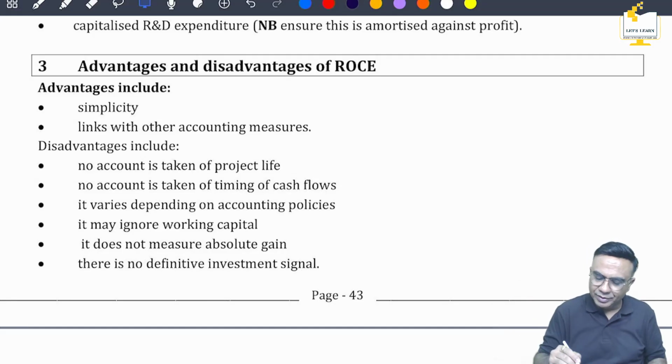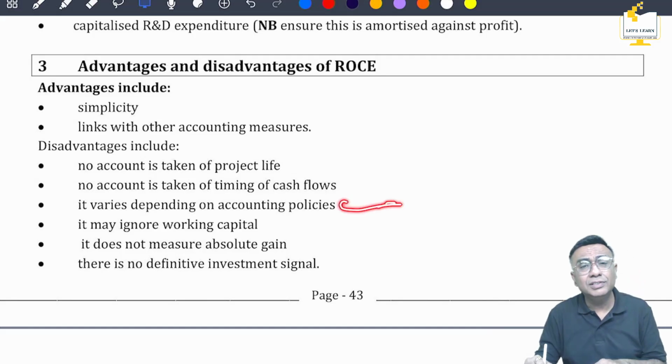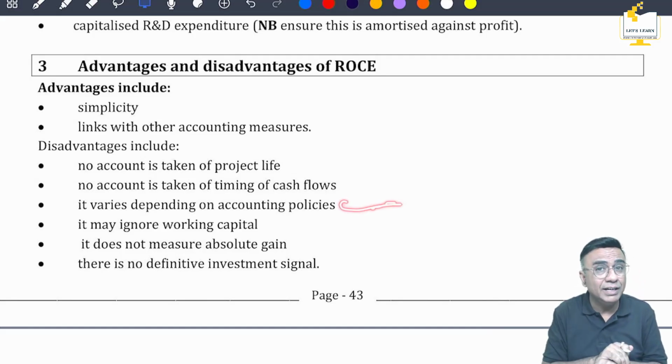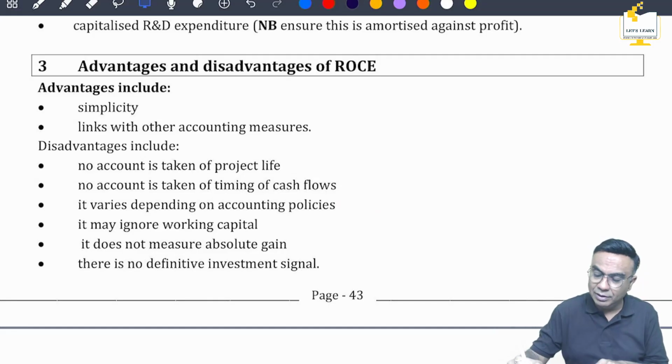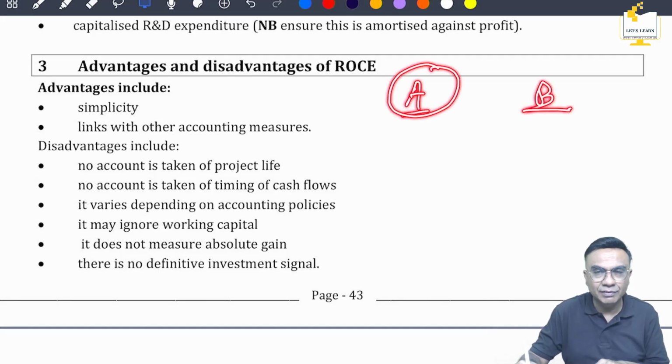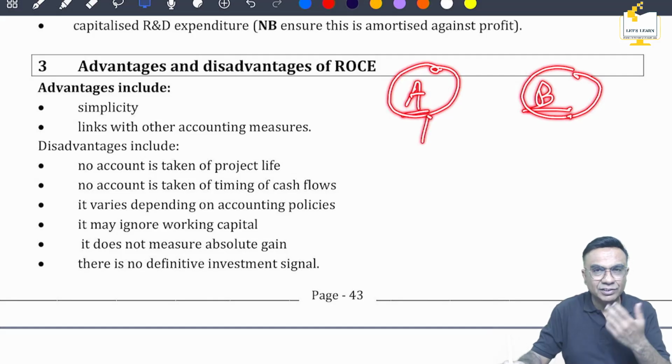Third, it varies depending on accounting policies, because we are taking average EBIT. Say, for example, we are taking project A and project B. Project A is given by some company and project B is given by some other company, and they have their own calculations. Say for project A, the company giving this project uses the SLM method, straight line method of depreciation, and the other people are using the WD method of depreciation.